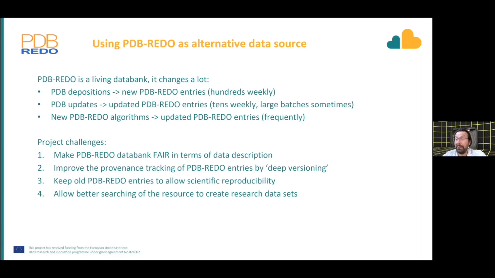But for reproducibility, the most important thing is that we don't throw away models that people have used in their studies. We make sure that they're available so that people don't have to keep a copy themselves, but they can just point back to it. And finally, we wanted to make sure that the data bank is much more searchable, so people can create data sets for their structural studies much more easily.